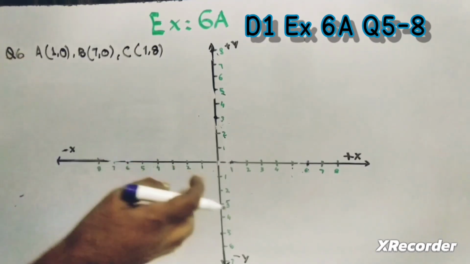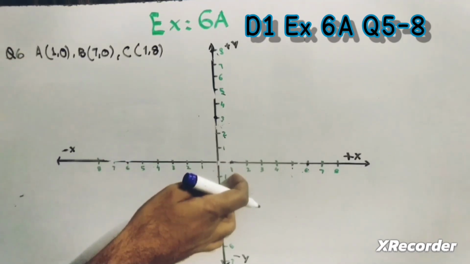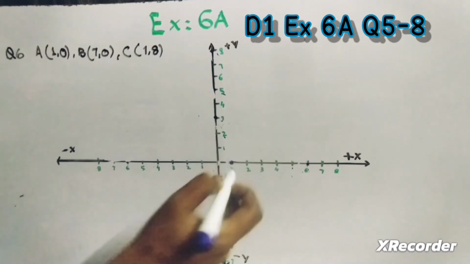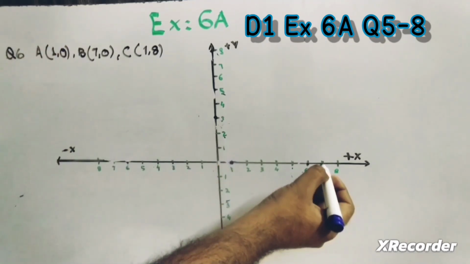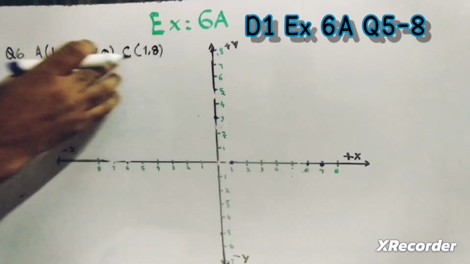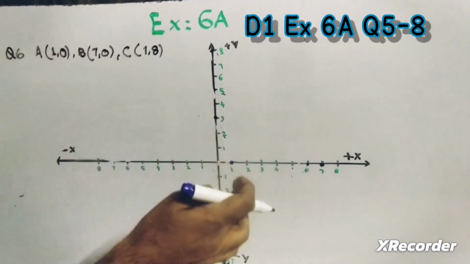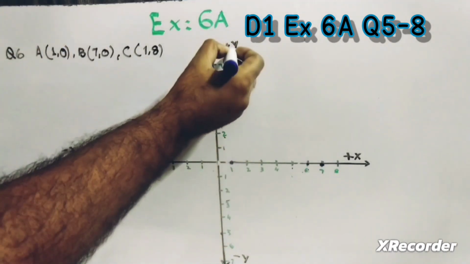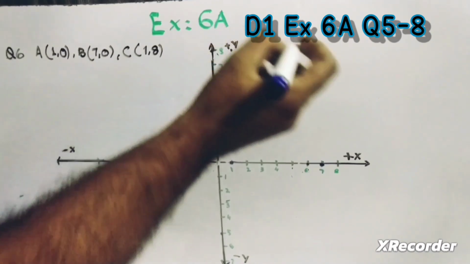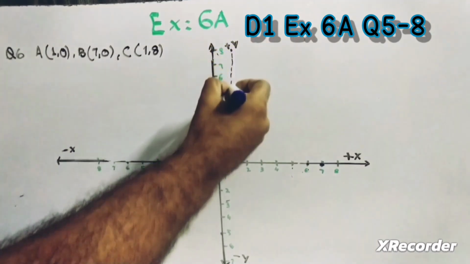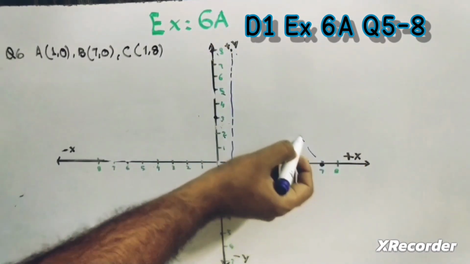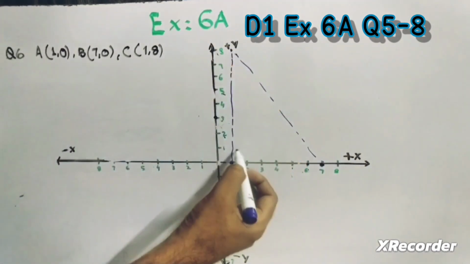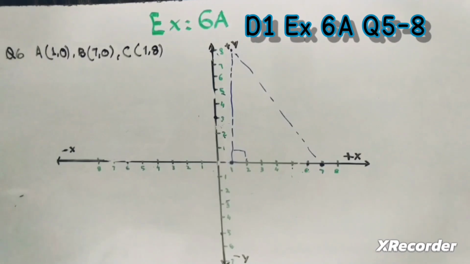(1, 0), this is our first point. (7, 0), this is our second point. C is (1, 8), that's this. So this is our right angle triangle.